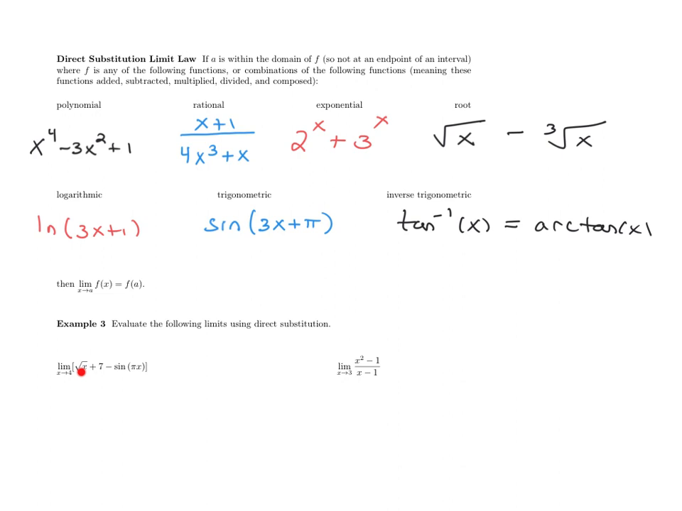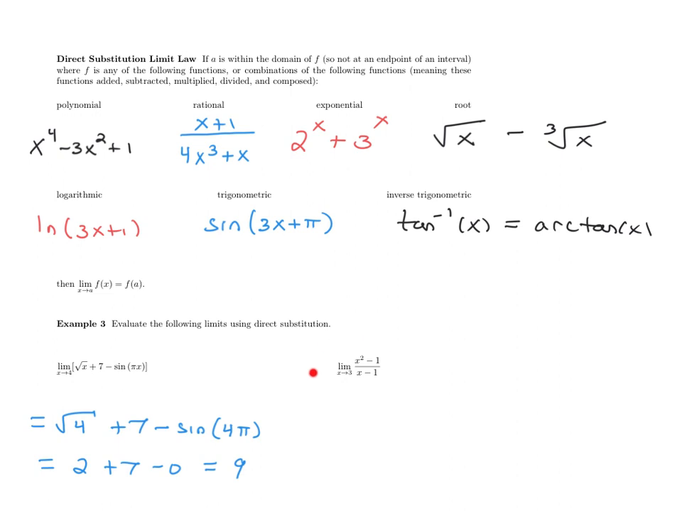The number 4, you can put in place of all the x's and get a number back. For that reason, you can simply state that this limit is equal to the square root of 4 plus 7, then minus sine of, if you put 4 in place of x, you get pi times 4, which I'll just say 4 pi. That's it. That's the value of the limit. You can simplify it. Square root of 4 is 2, plus 7. Sine of 4 pi is 0. And this whole thing is just equal to 9. So that's very quick. If possible, this is the approach to take.